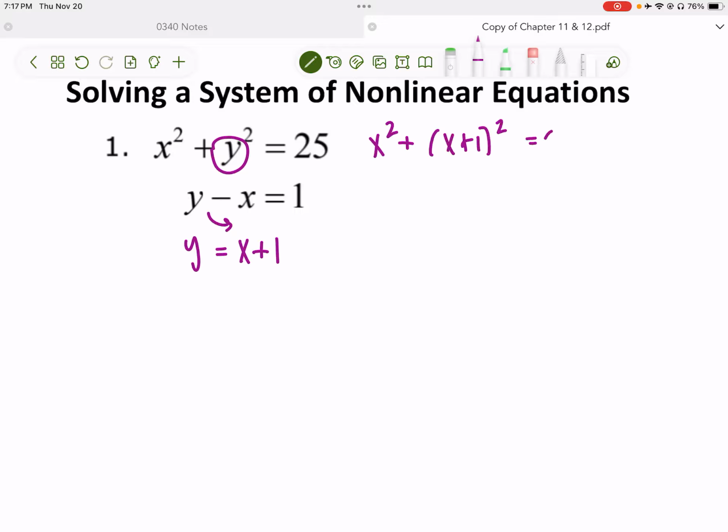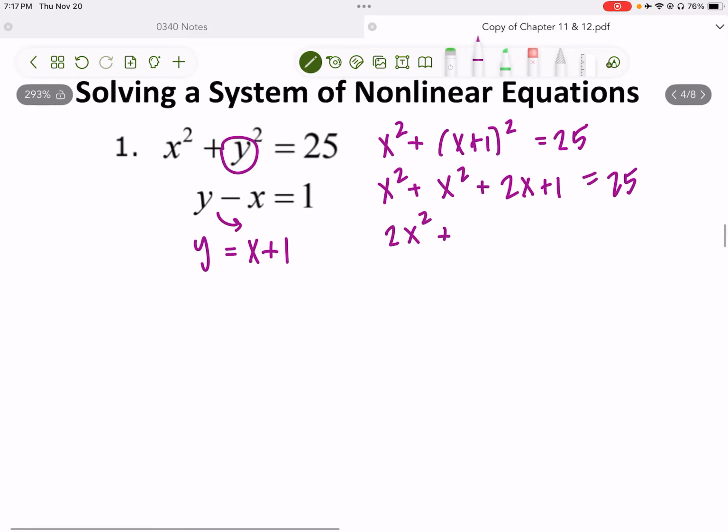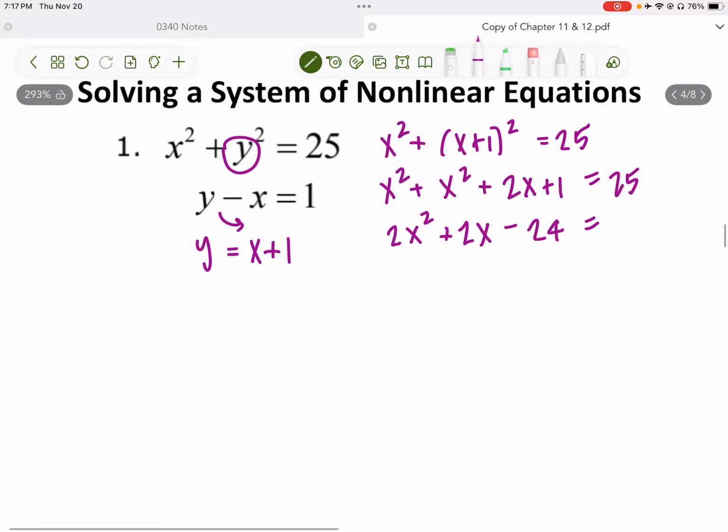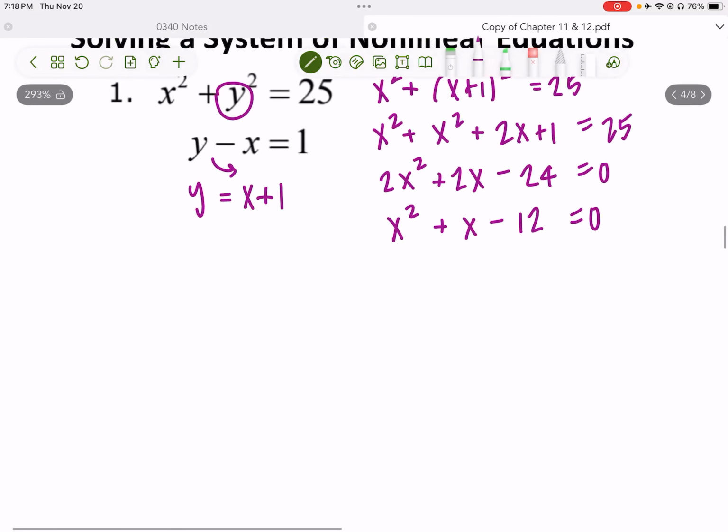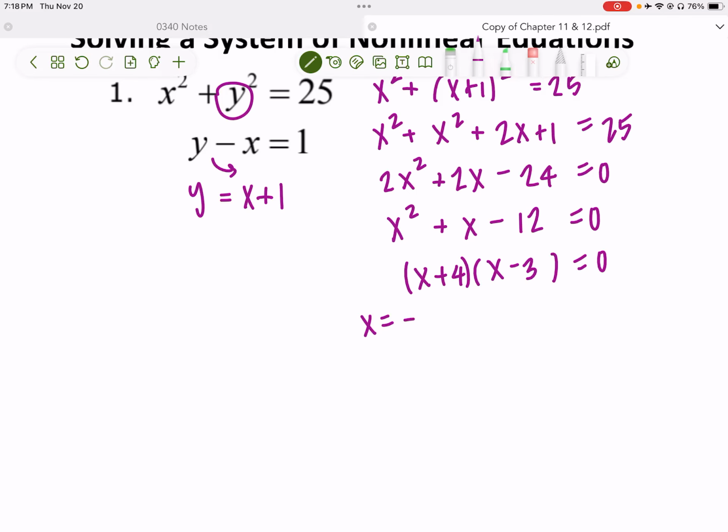So I'll have x squared plus (x plus 1) squared equals 25. I'm going to go ahead and distribute, and I'll have x squared plus 2x plus 1 equals 25. So now we're just going to go ahead and combine like terms and factor. This all shares a factor of 2, and I'm just going to divide it out because, you know what? Why not? Work smarter, not harder. After factoring, I'm going to get my x values, and I'm going to see that my x values are going to be -4 and 3.